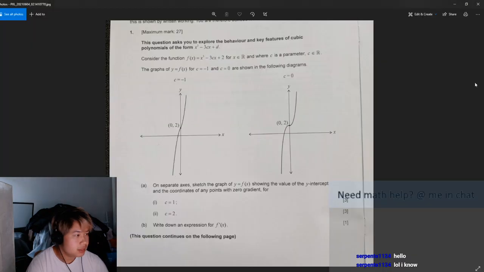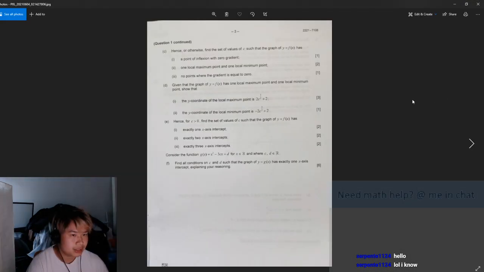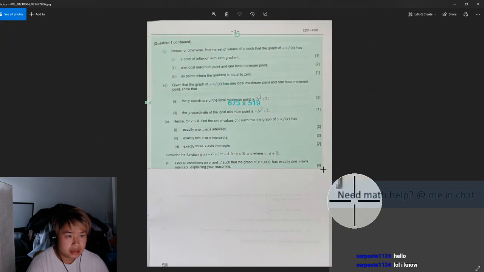Okay, and then we move on to the second question, or the second page. I took a picture of the paper with my phone. But, okay, copy.